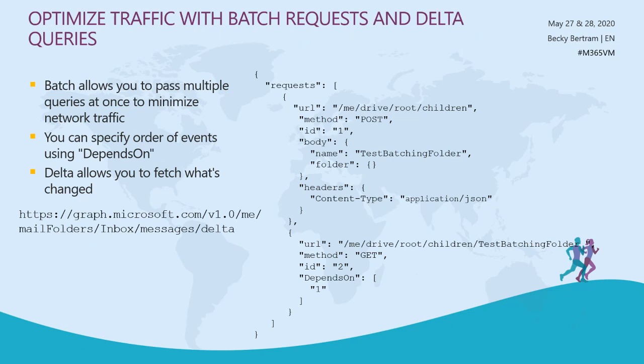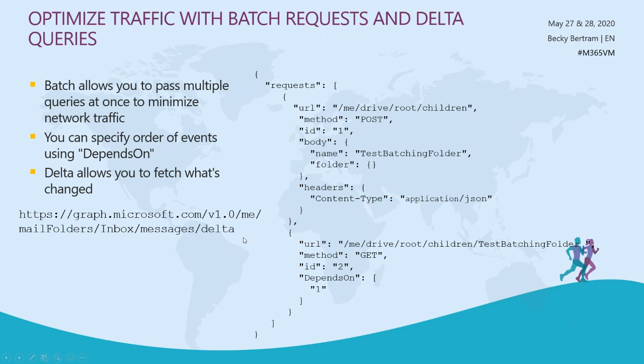So instead of having a bunch of traffic back and forth, you can actually say, do these 5 things at once. And what's nice here is if you notice at the bottom, it says depends on. What you can do is daisy chain them together and say they need to happen in a particular order. So using that depends on says don't execute this command until command 1, here's the ID, has executed. So you can't read the folder until it's been created. So this is how you can batch requests.